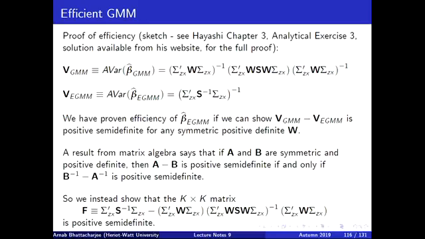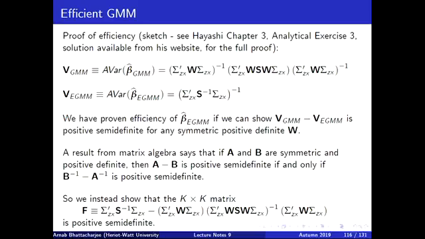If A and B are symmetric and positive definite, then A minus B is positive semi-definite if and only if B inverse minus A inverse is positive semi-definite. So that is the property that we are going to use, right?